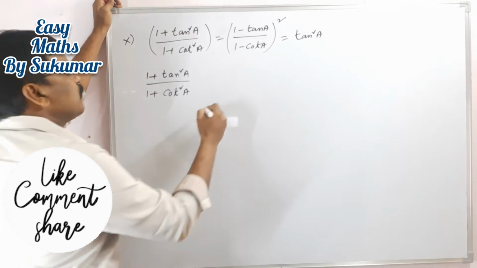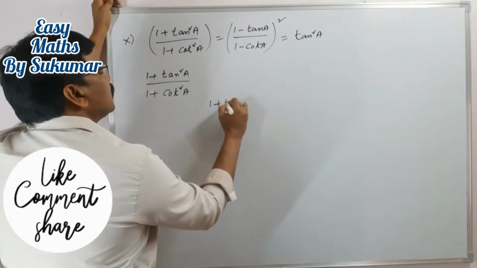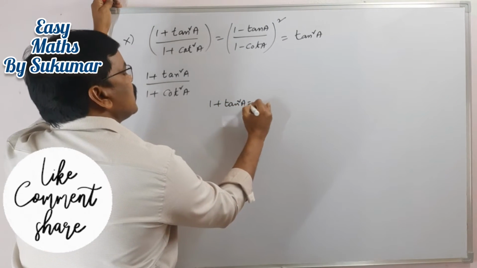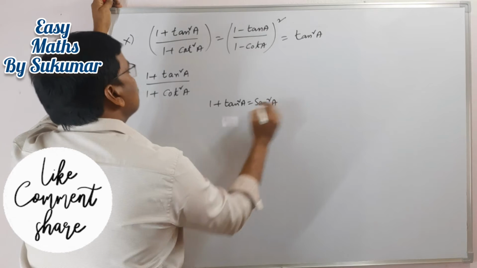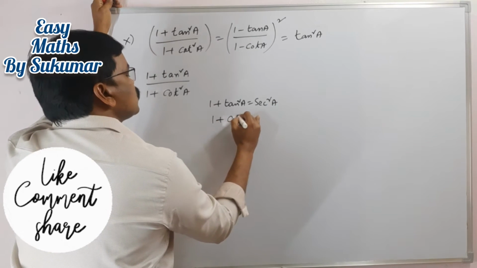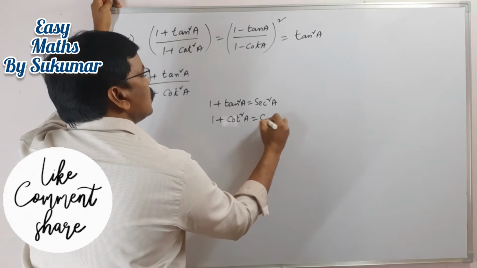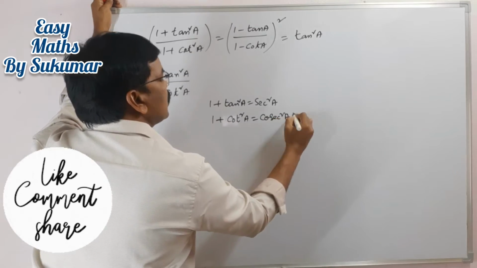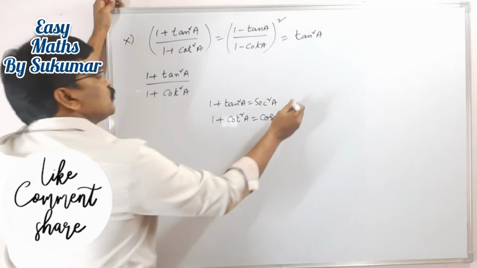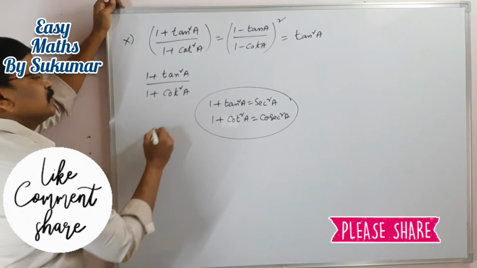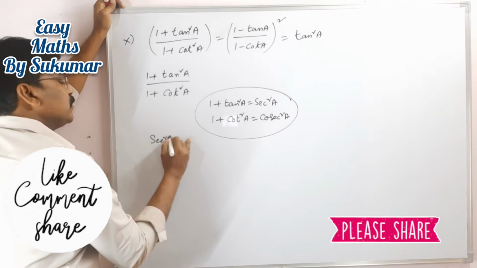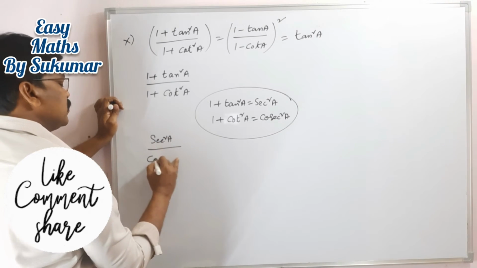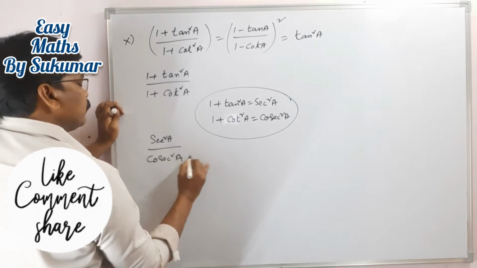Right. What is 1 plus tan square a? 1 plus tan square a is equal to secant square a. Similarly, 1 plus cot square a is also equal to cosecant square a, right? So, my dear students, instead of this, we can write secant square a by cosecant square a.